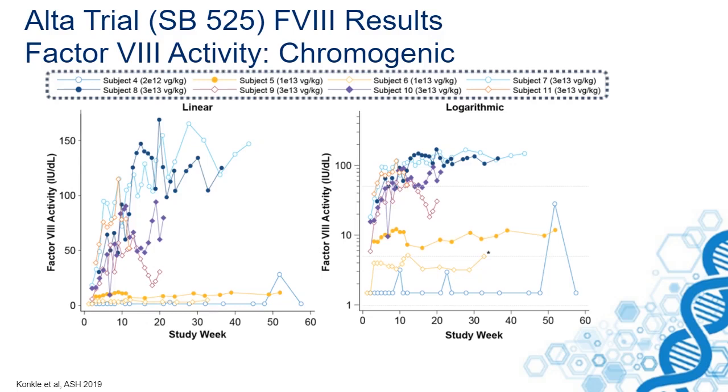There is a dose effect, and then you can see on the left-hand panel is the factor 8 activity in a linear graph, which nicely separates the results, and then the logarithmic scale demonstrating that the patients in the high-dose cohort achieve levels in the normal range. Again, this is early, and so we'll have to continue to follow these subjects over time. And this vector will be used in a phase 3 trial that's being conducted by Pfizer.